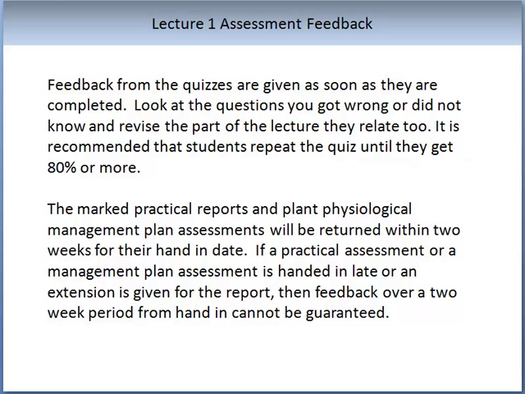The marked practical reports and the plant physiological management plan assessments will be returned within 2 weeks of their hand-in date. If a practical assessment or a management plan assessment is handed in late, or an extension is given for the report, then feedback over a 2-week period from hand-in cannot be guaranteed.